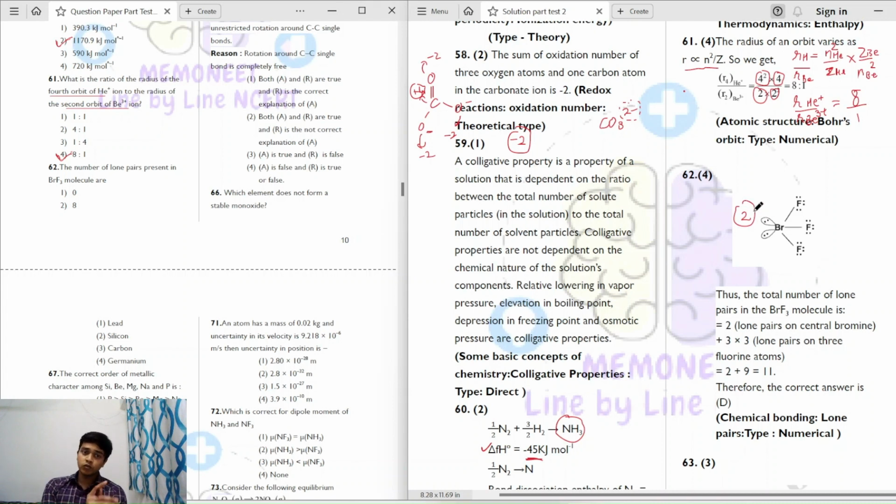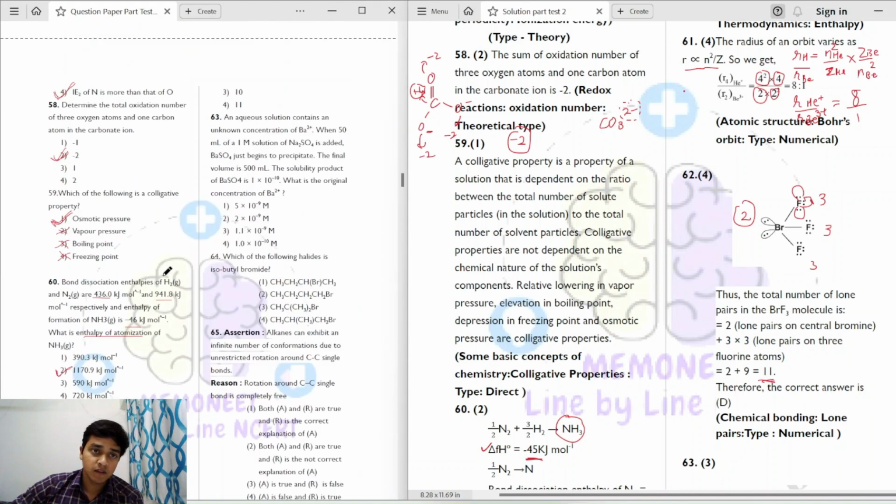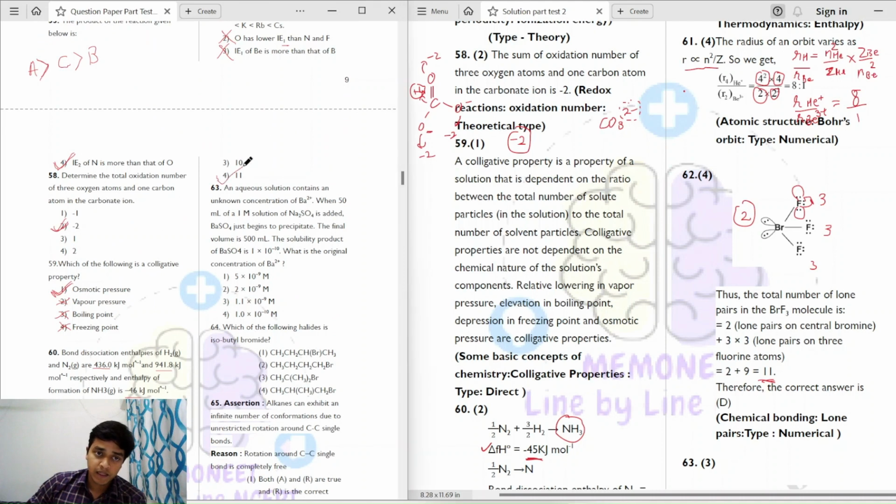Similarly, each fluorine is forming 1 bond with the bromine atom. So in each fluorine, one electron is being used for bond formation. So 6 electrons will be non-bonded, right? And they will be in the form of 3 lone pairs. So each fluorine will be carrying 3 lone pairs. So 3 for this, 3 for this, 3 for this. So in total, if we find the total sum of the lone pairs on the entire molecule, it will be equal to 11. So the correct answer of this question will be option 4, which is 11.